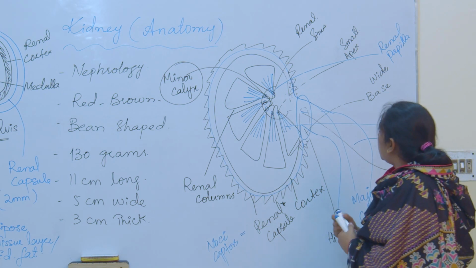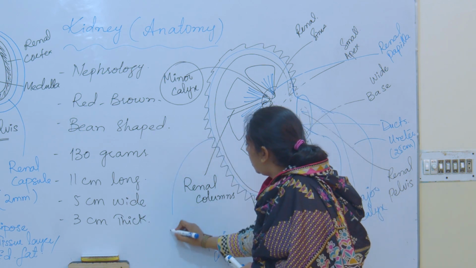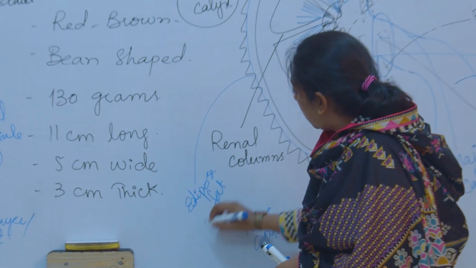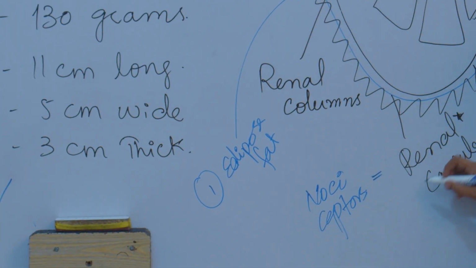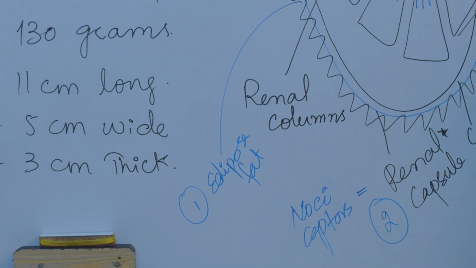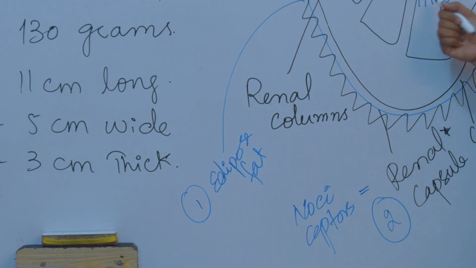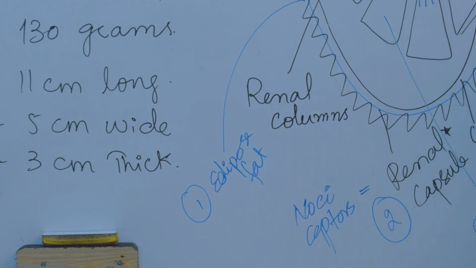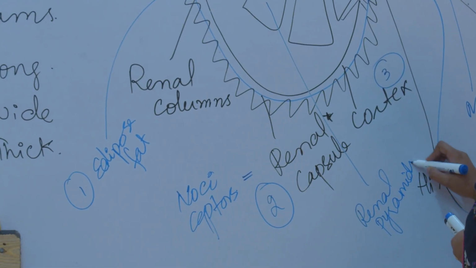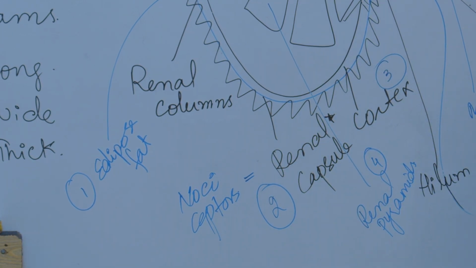So what do I have at number 1? There is the fat tissue layer, which is like adipose fat, or it may be called the perinephric part. This is the number 1 thing. This is number 2, renal capsule. Afterwards we have the cortex. After that we have the medulla, and in the medulla, renal pyramids. Right? After that we have the ducts.